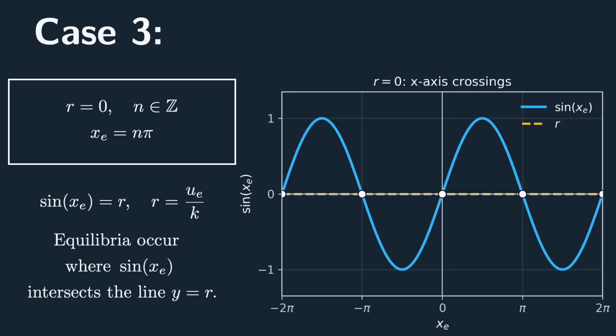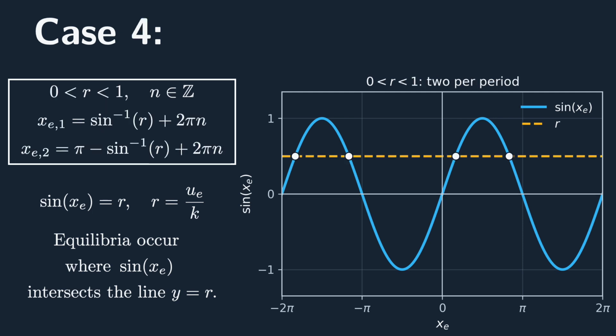The next case is r equals 0. Then the equilibrium equation becomes sine xe equals 0. Graphically, we are looking for the x-axis crossings of the sine curve. These occur at integer multiples of pi. So the equilibrium positions are xe equals n pi, where n is an integer. This case is worth separating because the solutions occur every pi, rather than once per 2 pi period.